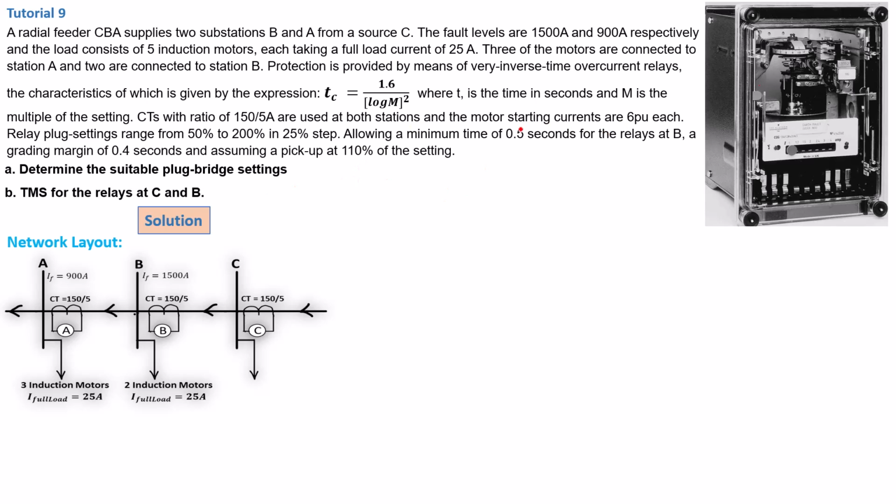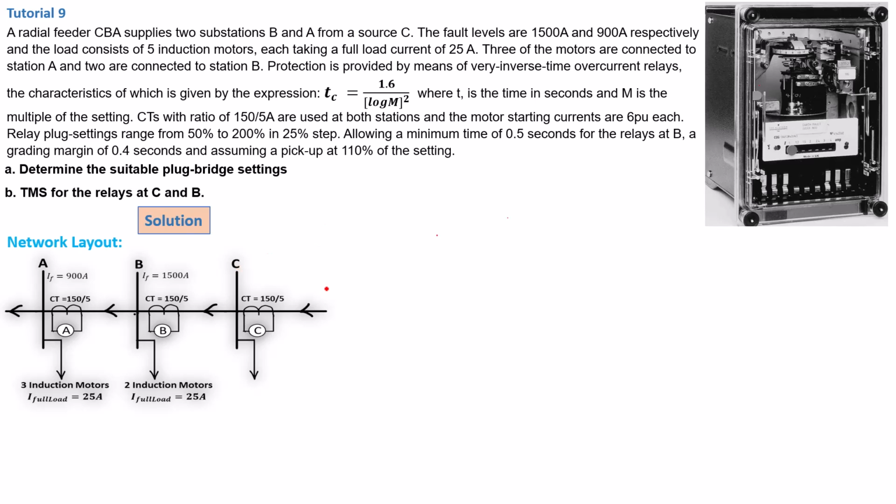So now the next statement here is the per unit current is 6 per unit. That is the starting current for the motor. Now that is very important, so we're going to look at that when we start calculating. The relay plug settings are provided here. That's basically what we're going to calculate on the first question here, and we have to allow the minimum time of 0.5 seconds. The problem statement, as far as we are concerned, is quite clear to us.